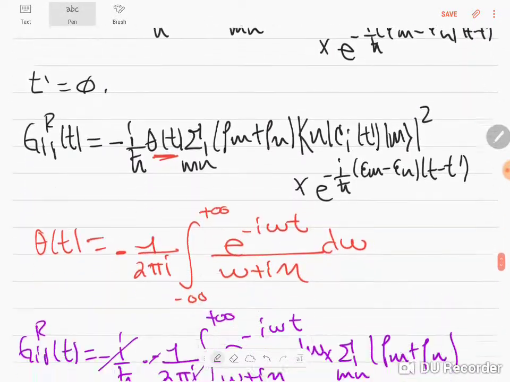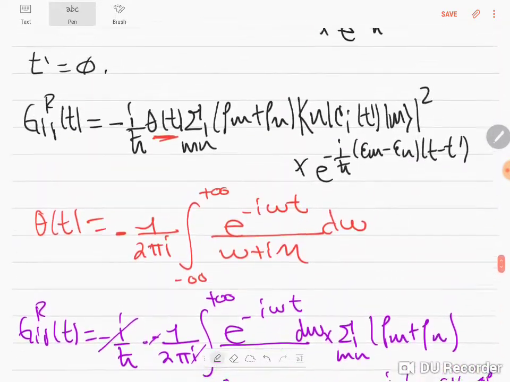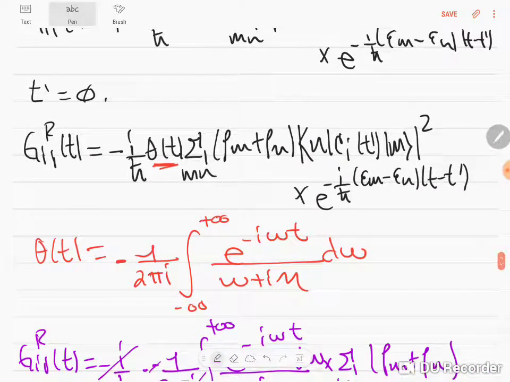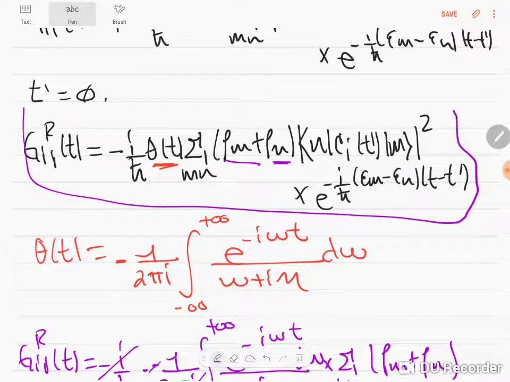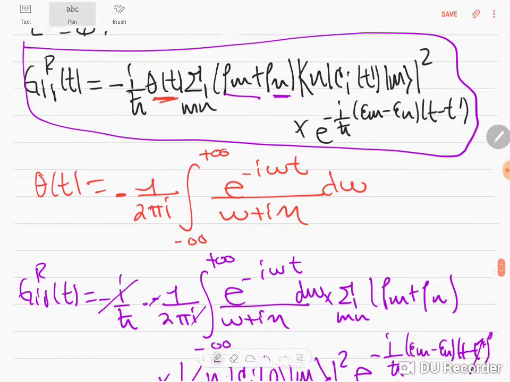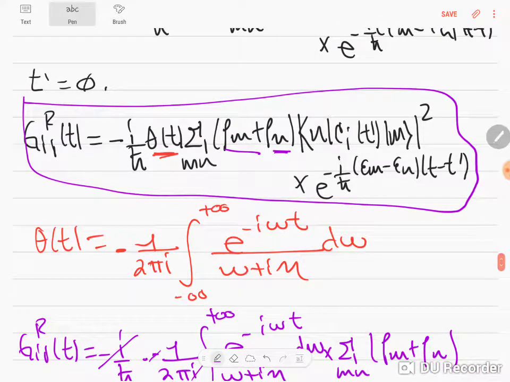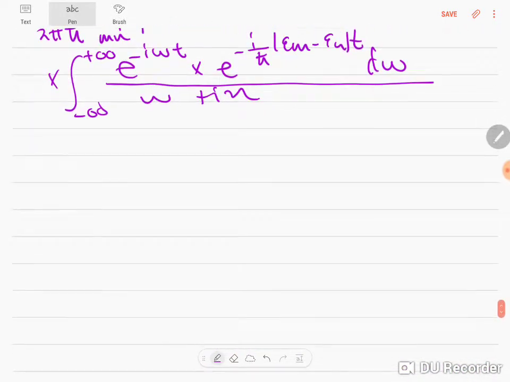Okay, so usually, when you have this in terms of the occupations, people will call this the Lehmann representation. But the Lehmann representation itself is a spectral representation. So people can call this the Lehmann representation, but that's not what the Lehmann representation is.